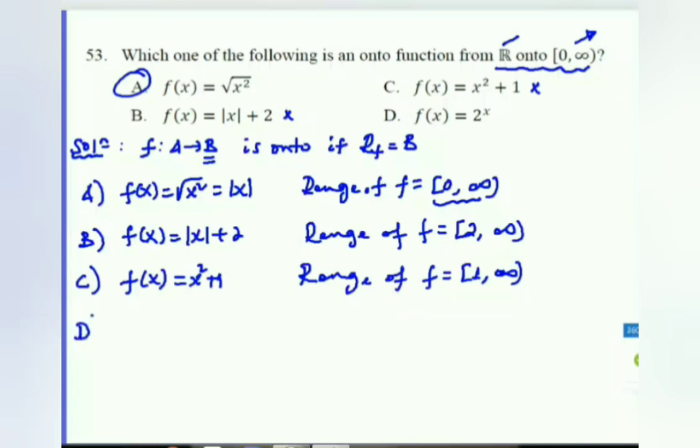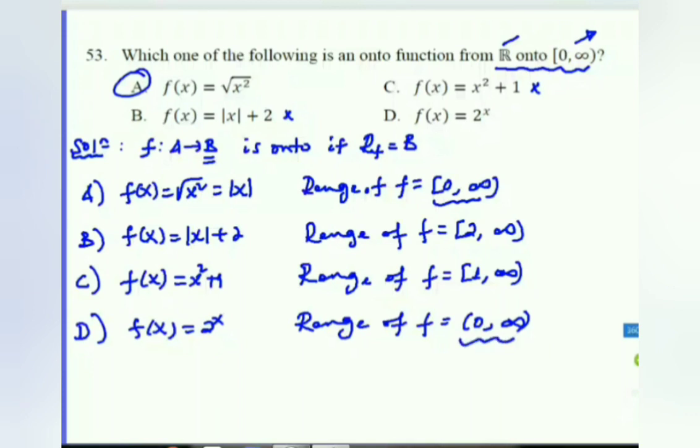Let's check for D. In D, we have f of x is equal to 2 to the power of x. This is an exponential function whose range is 0 to infinity, excluding 0. Y cannot be 0 in this function. So it is an open interval, which is not the same as this one. So again, this is not an onto function. Therefore, our answer is A.